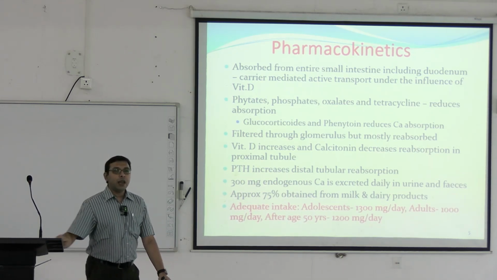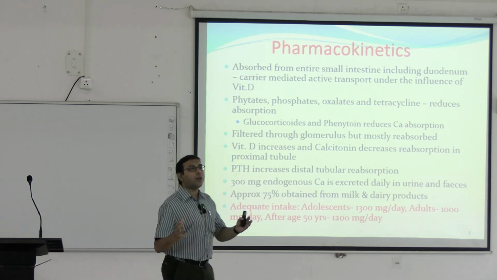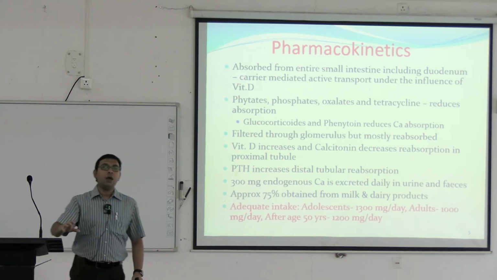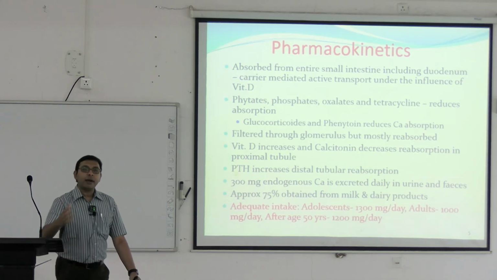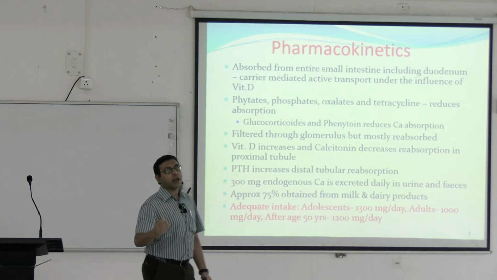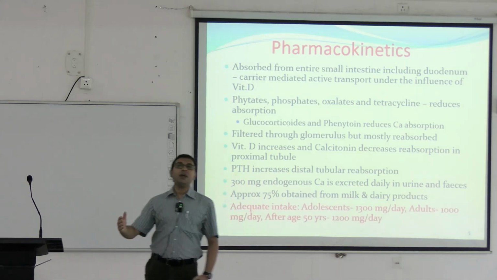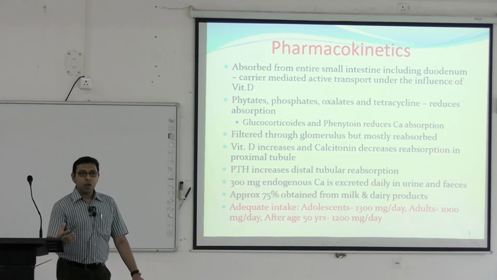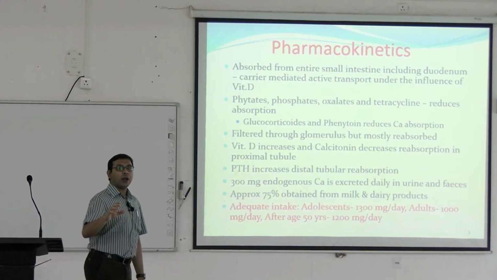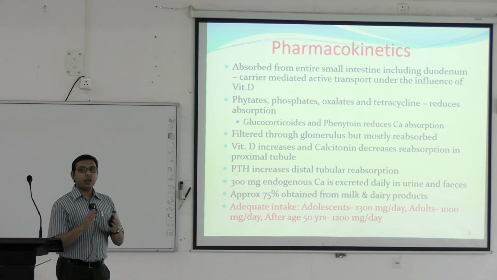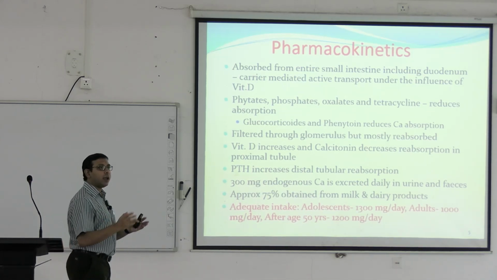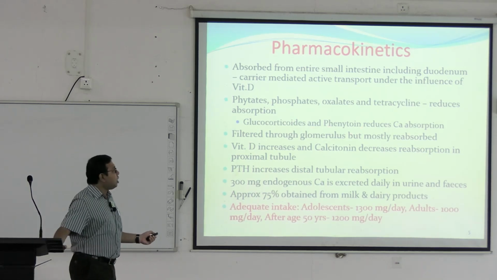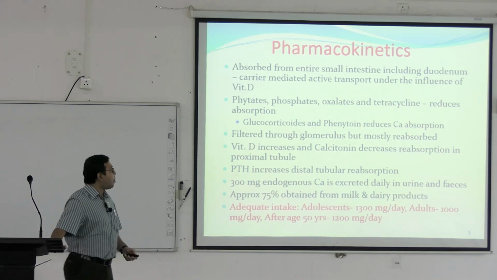For example, spinach. Spinach contains a very large amount of the oxalate. So when a patient takes calcium tablets as well as the spinach, more or less at the similar time, that decreases the absorption of the calcium. Phytates are also present in different preservatives and also different vegetables. So these are the areas where a spacing should be given between the calcium intake and these foods. Glucocorticoid and phenytoin, these are the drugs that reduce the calcium absorption.